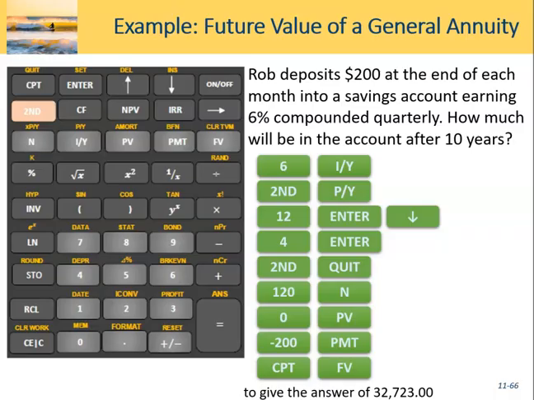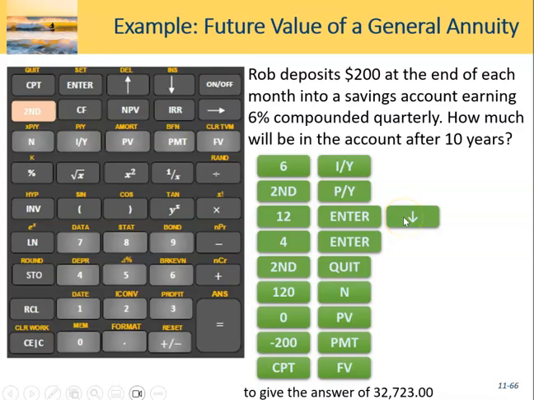So at the end of 10 years, using 6% compounded quarterly, but putting 200 into an account monthly, after 10 years we're going to have $32,723. So again, make sure you're able to do this calculation and that you understand where you go: second, PY, because PY is the first one you'll come to. It'll show right on your screen. Then you put 12, enter, just like we've been doing all along.